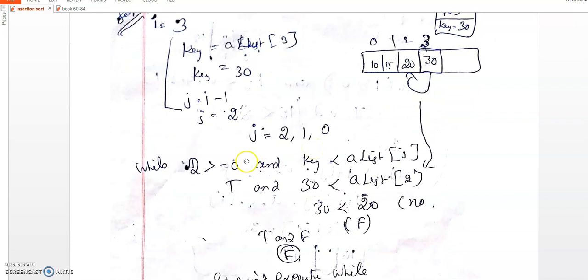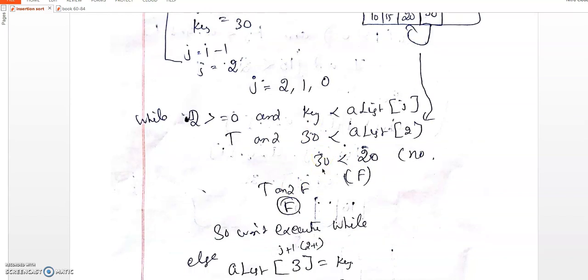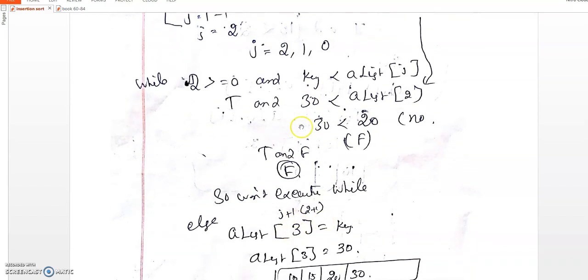So in that case j varies from 2, 1, 0. First, initially 2 greater than 0, so it will go. And 30 is also compared, it is false. So it will execute only the else case. What is the else case? In the else case, only one element will be compared. It will be placed in the third element. j value is already 2, so 2 plus 1, third position, already it is there.